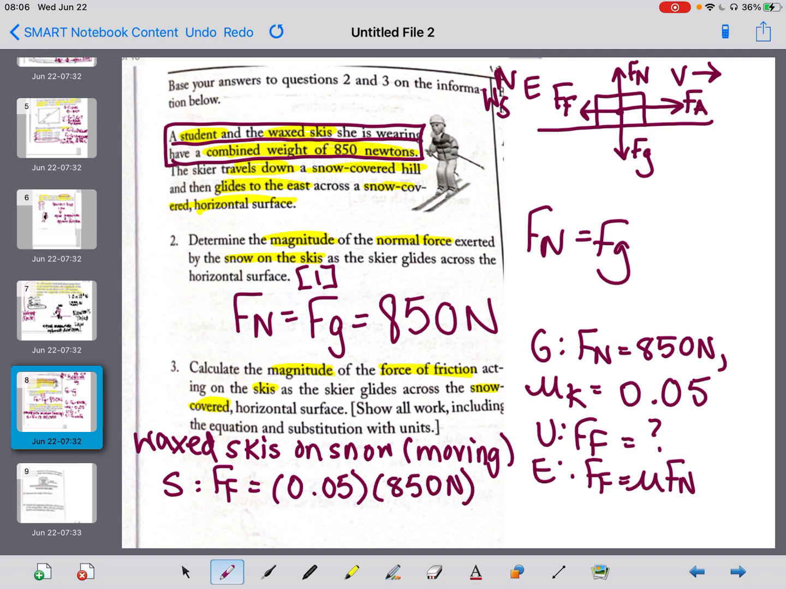Again, when you are doing this, since it's a short answer, you definitely want to make sure that you have units. And my force of friction is the following. So 0.05 times 850. And you should get a value of 42.5 newtons. Okay?